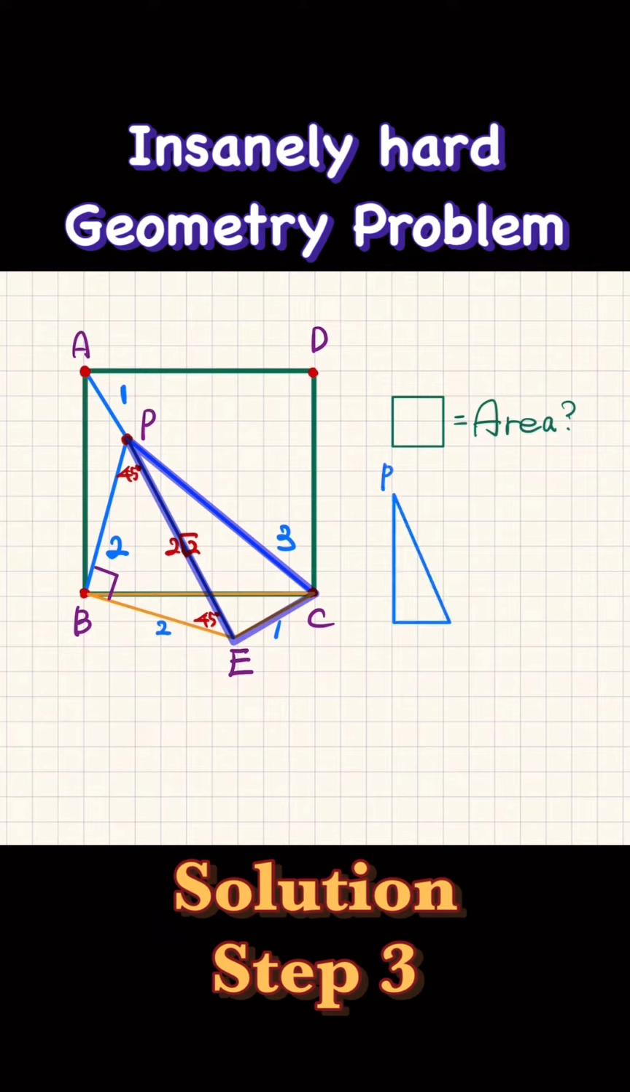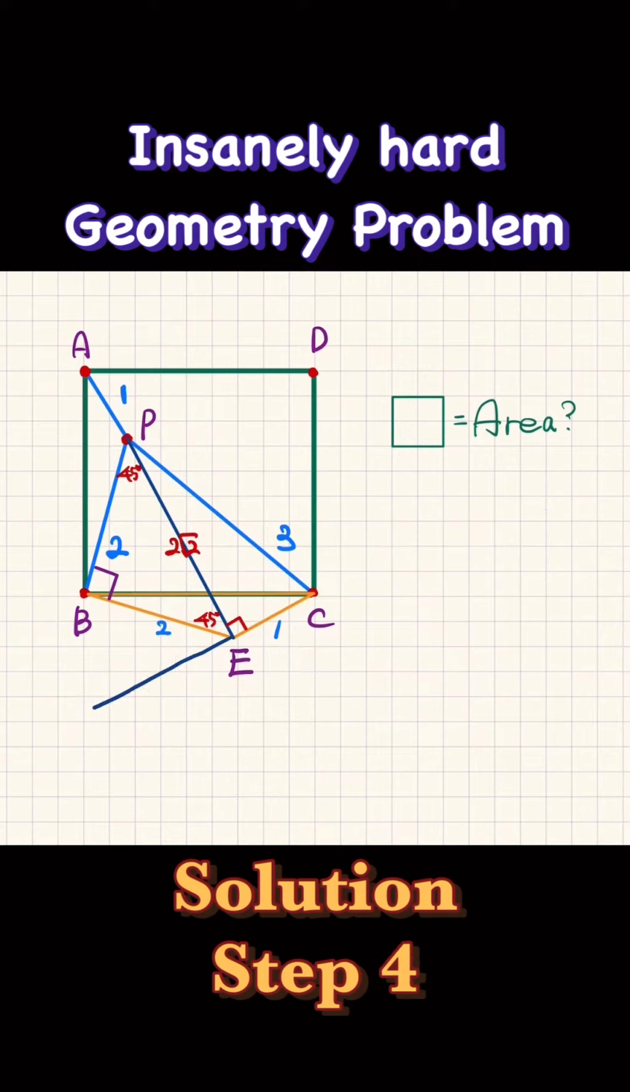We know the length of all three sides, so we can determine all the information about triangle PEC. From this, we conclude that angle PEC is 90 degrees, again easily confirmed using the Pythagorean theorem.